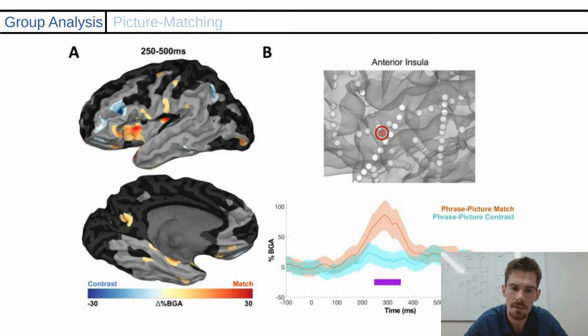Lastly, one final slide here on this experiment. We compared the responses to when patients saw a picture that matched the phrase they heard, and compared that to when we showed them a picture of an object which did not match the phrase that they'd heard. And just quickly to note here, because this is not particularly relevant to the main thrust of the talk, we found anterior insular responses that were greater for phrase picture matches relative to phrase picture contrasts.